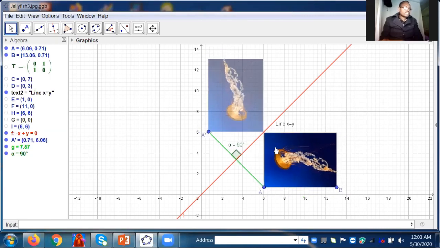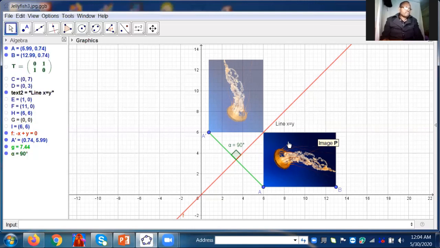And then we can explore the properties of reflection. When we join A, that is the object, to A prime, the image, and then we measure the angle between that line and the mirror line, the angle is 90. And that is evidence that when we join the object to the image, we form a perpendicular bisector. And then the distance from A to the mirror line is also the same distance as the distance from the mirror line to A prime.